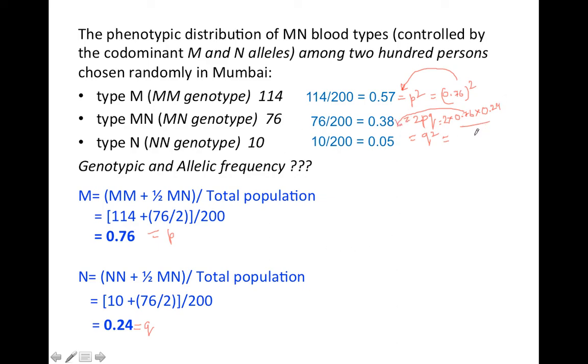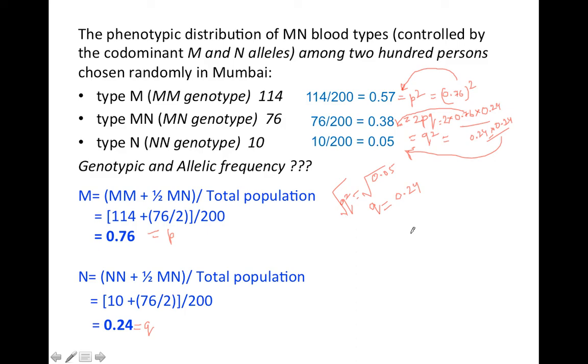What is q square? q square is 0.24 into 0.24. Again, the result would be the same as this. Or if you take the square root of 0.05, this will come approximately to 0.24. So the q square under root, and what we get is q.